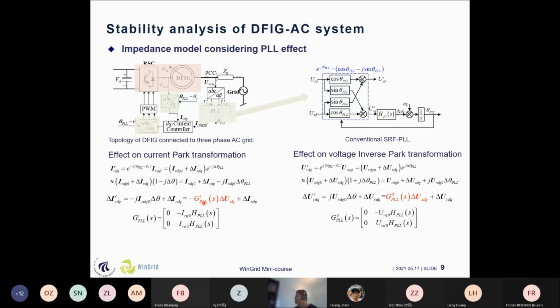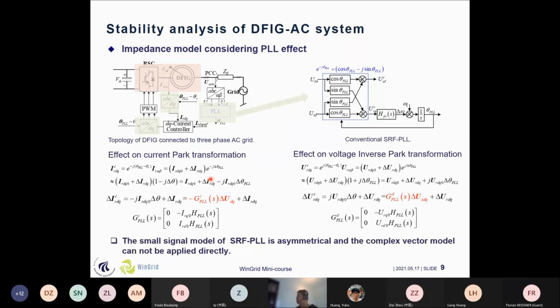Okay, but we can derive the formula of this transformation, and it is an asymmetric matrix. You can see here that it's asymmetric, and the inverse Park transformation is also asymmetric. So if we encounter this asymmetric matrix in our modeling process, that means we can't use just one complex vector to express all the variables in our system. It means that the small signal model of the PL is asymmetric and the complex vector model can't be applied directly. We need to find some other methods to model this whole system.